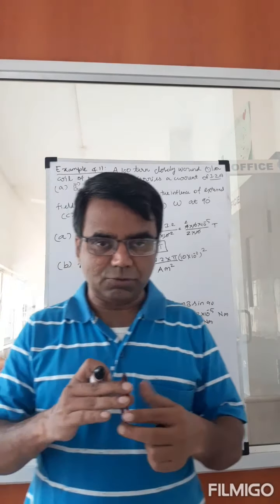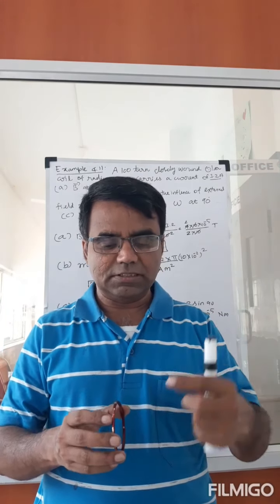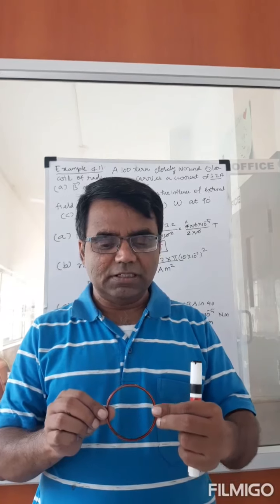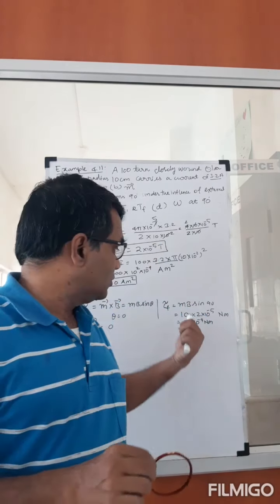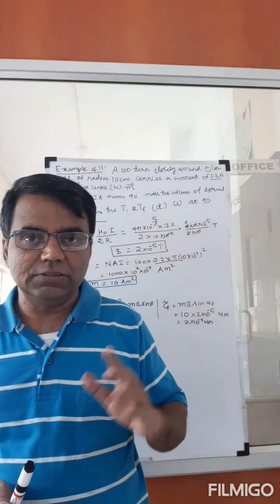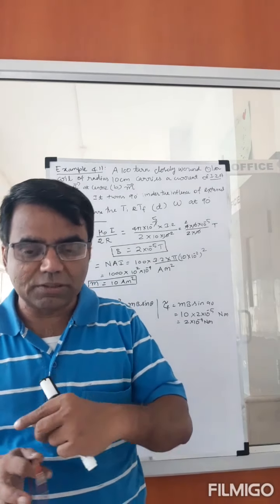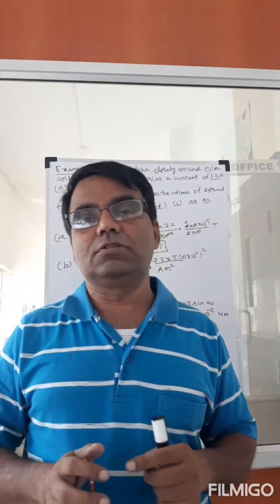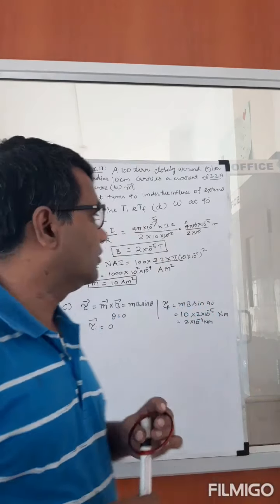So you start from 0, you don't have any torque, then a slight disturbance, then it starts moving, then you have maximum torque here. So from 0, you went to 2 into 10 power minus 4 Newton meter. So the torque is not constant. The torque is a variable torque. It's a varying torque.